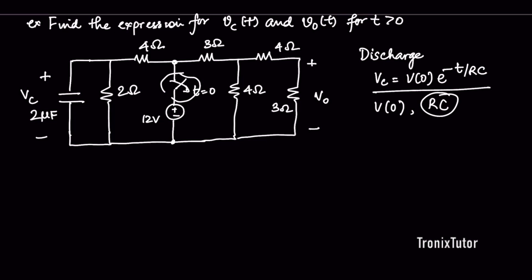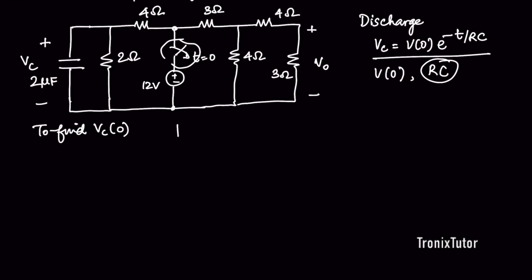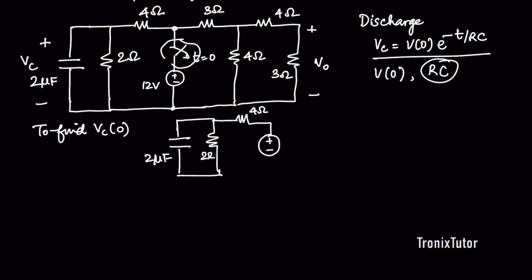Right? So to find that, let's look at the circuit prior to switching off the supply. So I had a 2 microfarad capacitor here, a 2 ohm resistor, a 4 ohm resistor, and a 12 volt battery. What happens on the other side of the circuit is not of our concern because this 12 volt is going to ensure all the voltages on the other side do not impact.